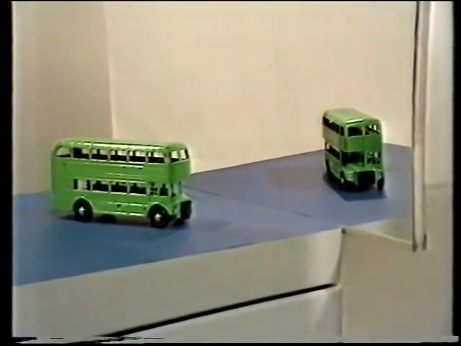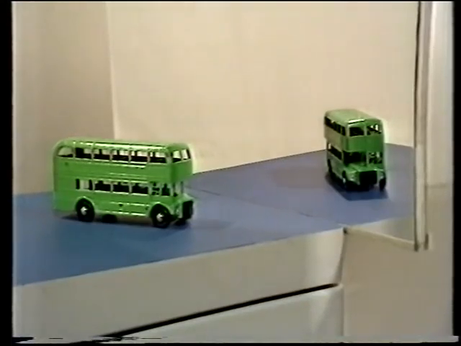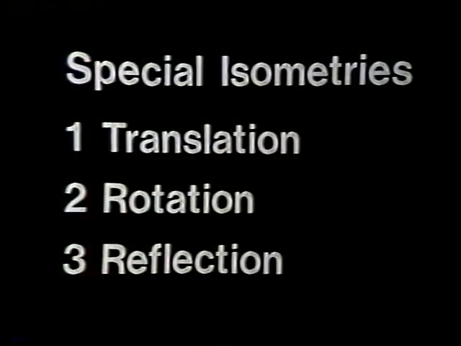Well, it's a reflection. Now, you can't get an object to its mirror image by an actual motion, but reflection is still an isometry because it leaves distances fixed. So, if we're trying to include all isometries, we have to consider reflections. And reflection is my third special isometry.